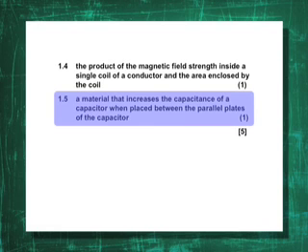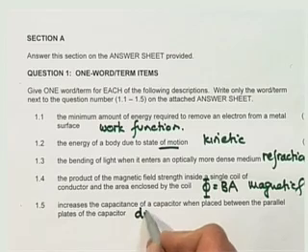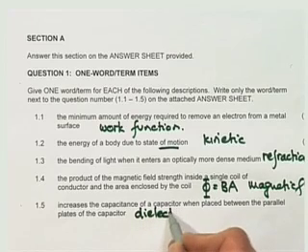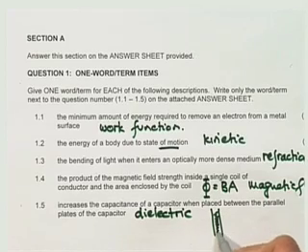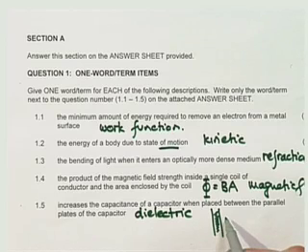Increases the capacitance of a capacitor when placed between the parallel plates of the capacitor. And that is something which is known as a dielectric. So if you put something in between the plates of a capacitor, you increase the capacitance. In other words, you increase the capacity to hold charge on those parallel plates.